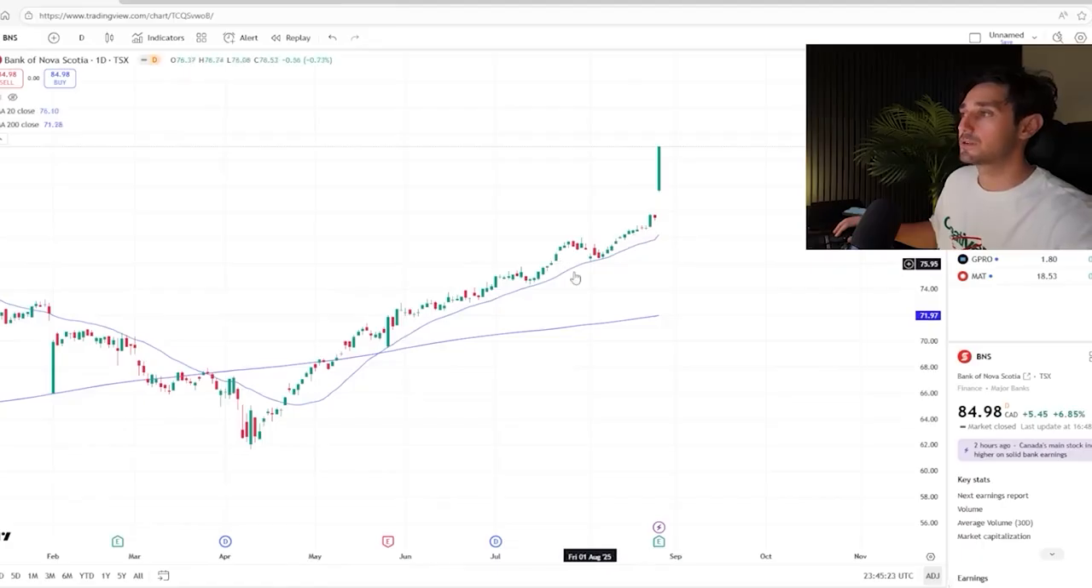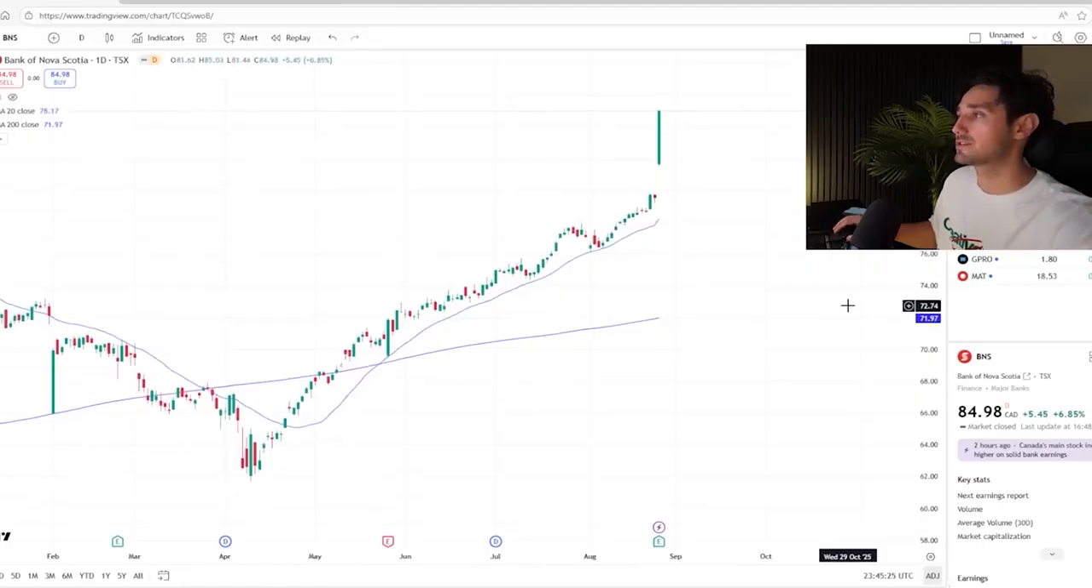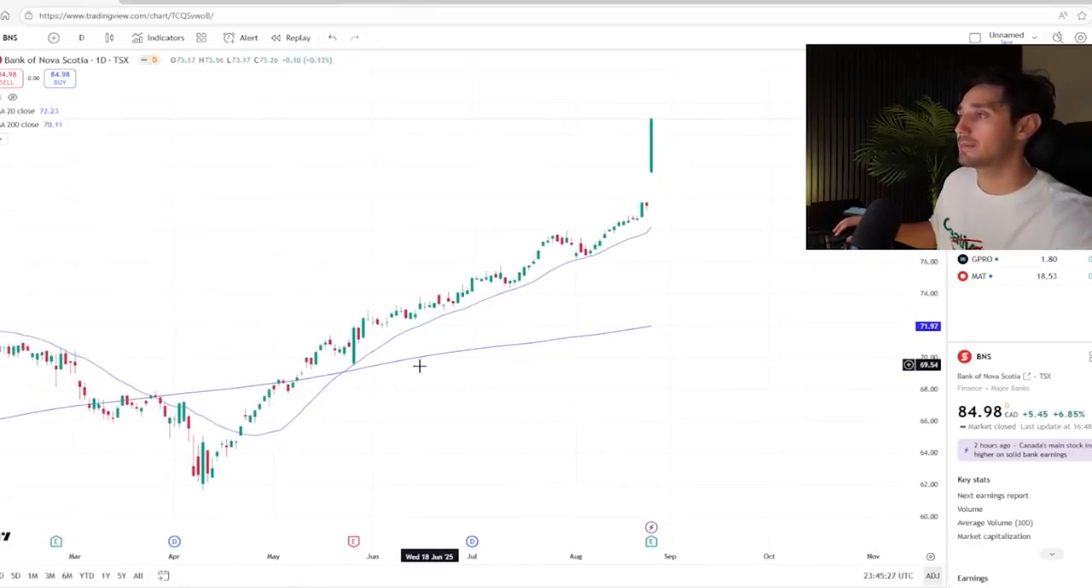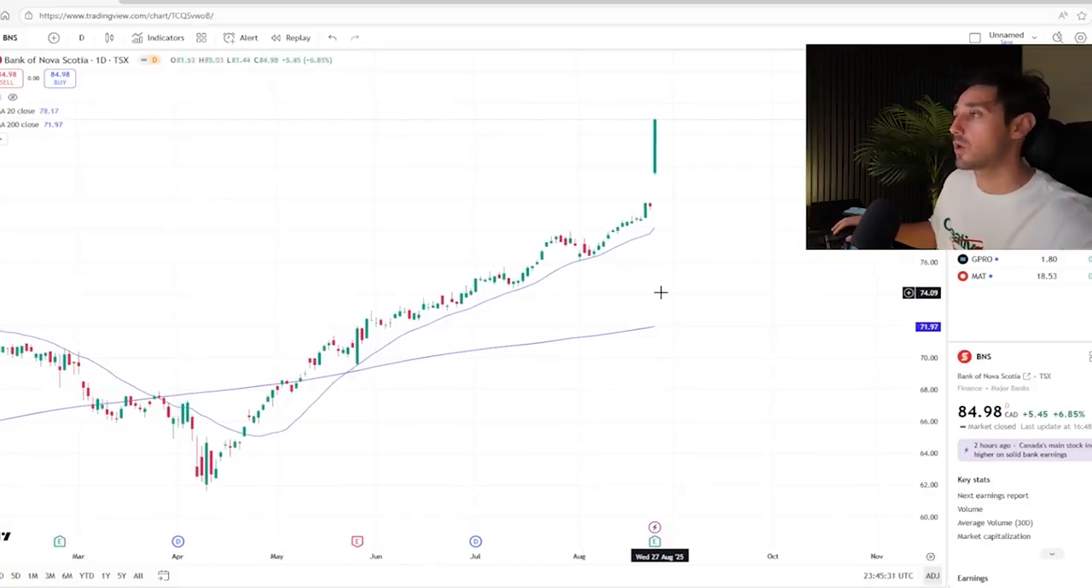And you could see for yourself, look at how well prices are respecting the 20 MA. I mean, I don't even need to explain it. It's literally obvious and it's simple. That's exactly why I use the 20 and the 200 MA.